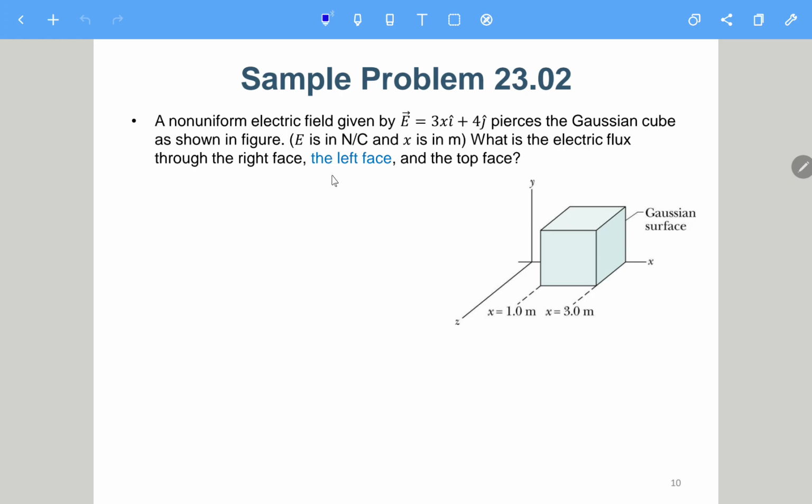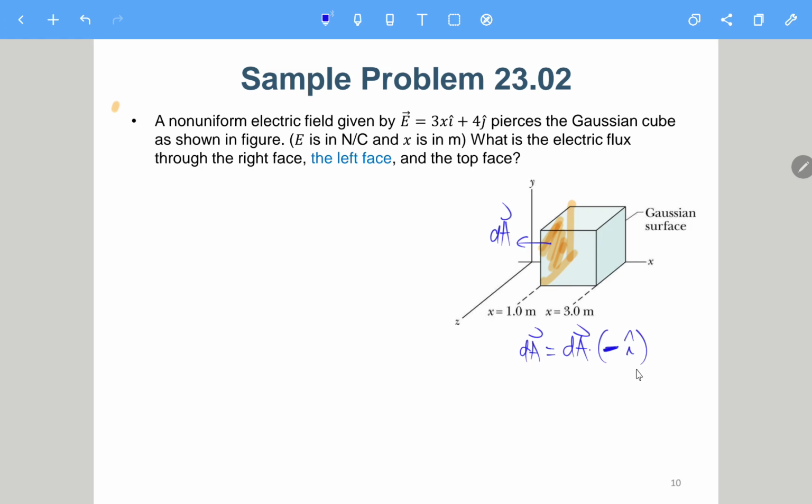Okay, so let's go to the next part, the left face. For the left face, which is this one, dA points to the left side. dA pointing to the left side means dA equals dA multiplied by negative i hat. The left side is the negative x-axis, so it should be negative i hat.